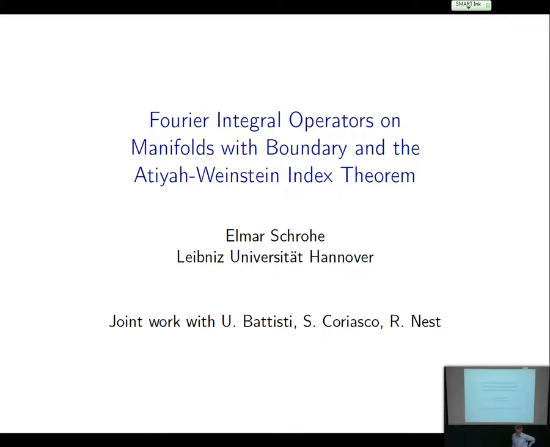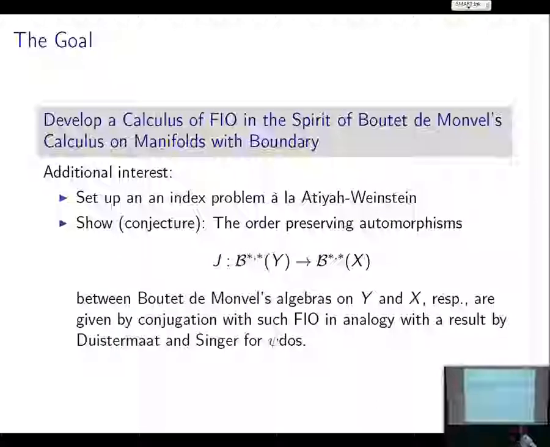Two Italians, Umberto Battisti and Sandro Coriasco from Turin, and in part with Richard Nest. So let's see. What's the goal? The goal is to develop a calculus of Fourier integral operators for boundary value problems in the spirit of Boutet de Monvel's calculus. In case you don't know Boutet de Monvel's calculus, don't panic.